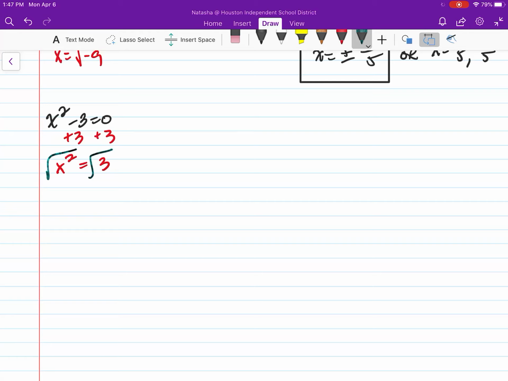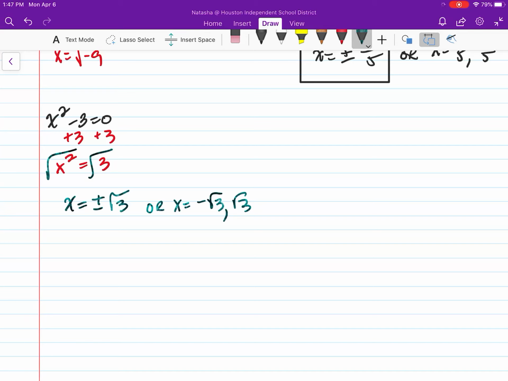Now I'm going to take the square root of x squared and the square root of 3. Well, the square root of 3 is not a perfect square. There's no perfect square that can divide evenly into 3. So my answer is just going to be x is equal to plus or minus the square root of 3.